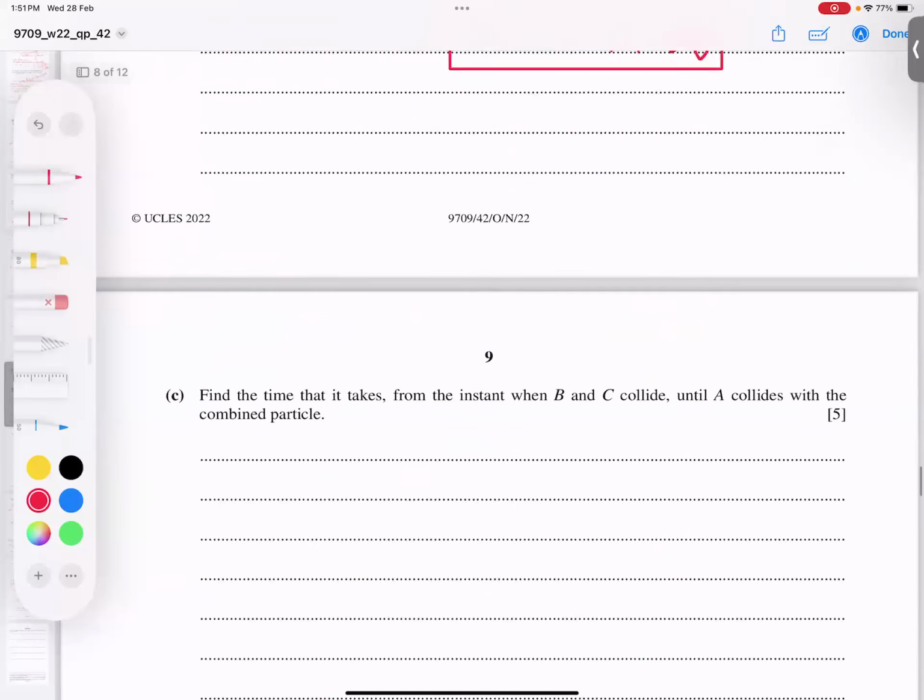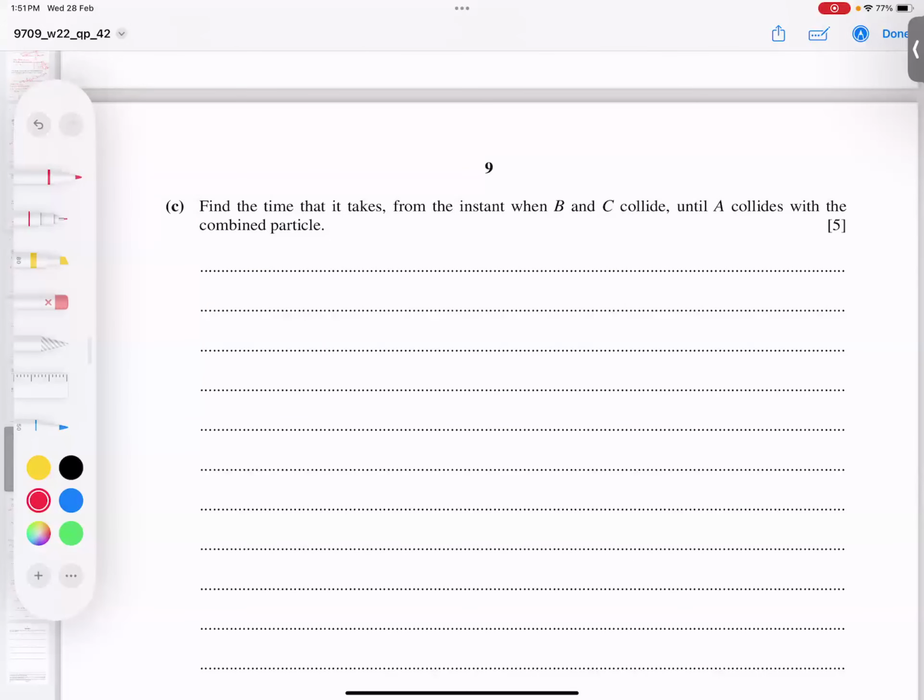That's it. Now the next question: find the time it takes from the instant B collides with C until it collides with the combined particle. It means the time watch starts from the instant when they collide. I will show you this diagram. This diagram is very important. If you try the question without a diagram, it is almost impossible. So have a look carefully, this question is tough. This is the A particle, then we have a B particle here, and a C particle here.